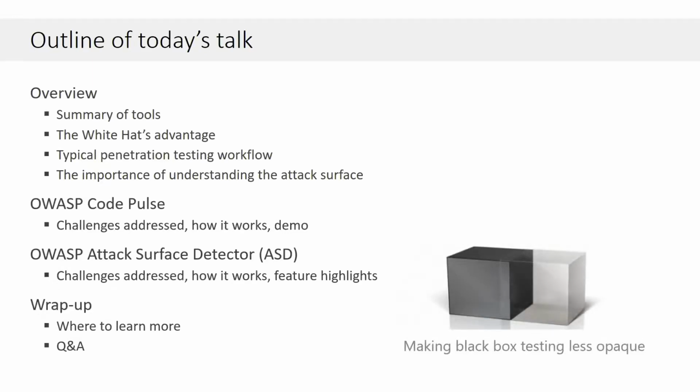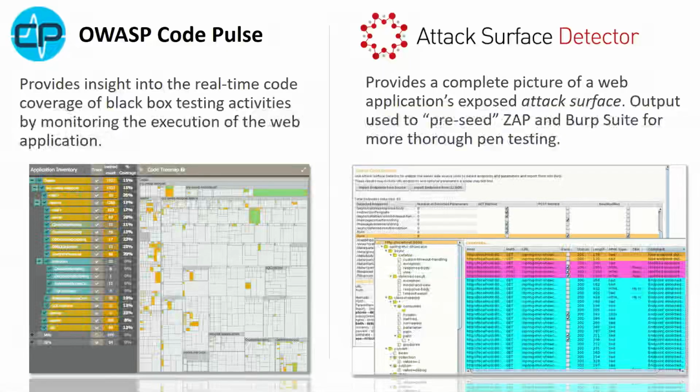I hope that after this talk, you'll be able to see how these tools can help make black box penetration testing less opaque. All right, so an overview, the two projects are CodePulse and Attack Surface Detector. I've been to several talks where a lot of projects are really early on. These are pretty mature projects. They're both OWASP projects, open source, freely available. CodePulse has been around for about 4 years.